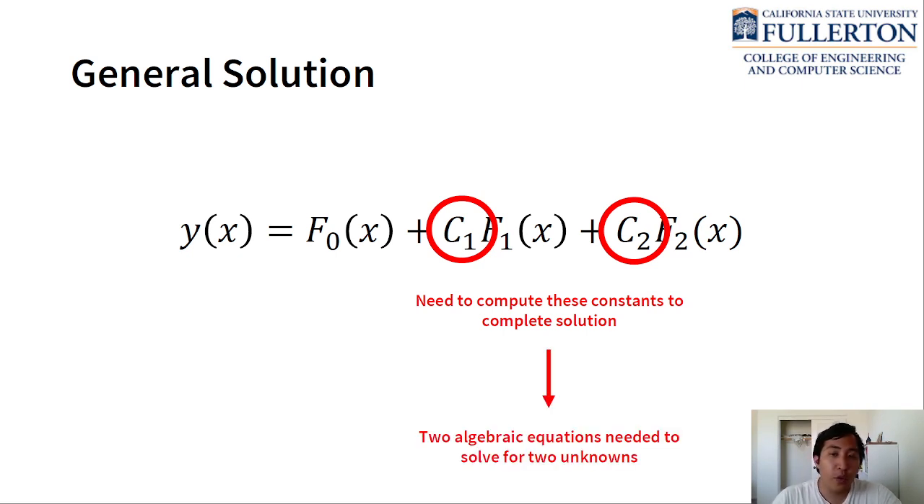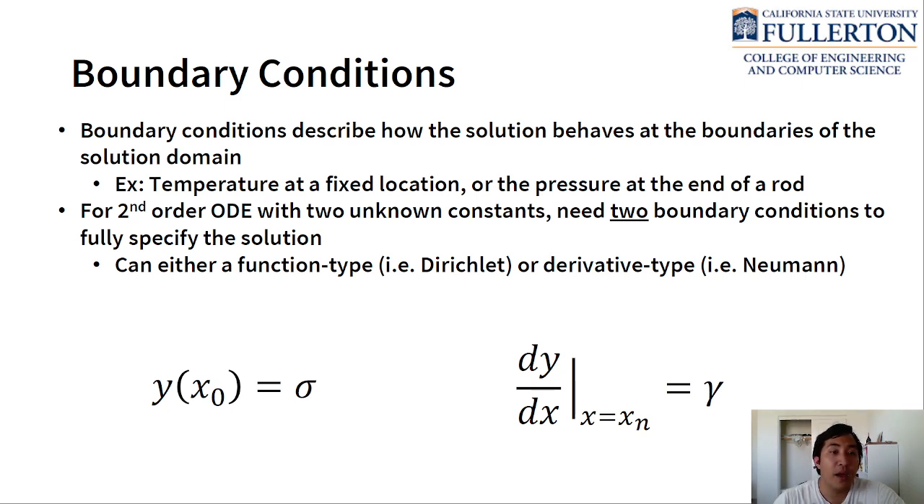Okay? And the way that we usually solve for these constants is by forming two algebraic equations to solve for these two unknowns. And where those algebraic equations come from are the boundary conditions. So physically, what boundary conditions represent is that they describe how the solution behaves at the boundaries of the solution domain. Some examples you may see in mechanical engineering would be the temperature at a fixed location, or maybe the pressure at the end of a rod if you have a structural application.